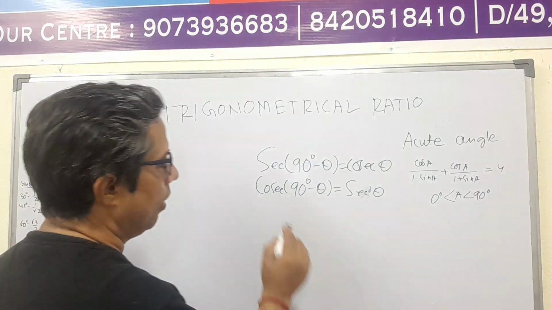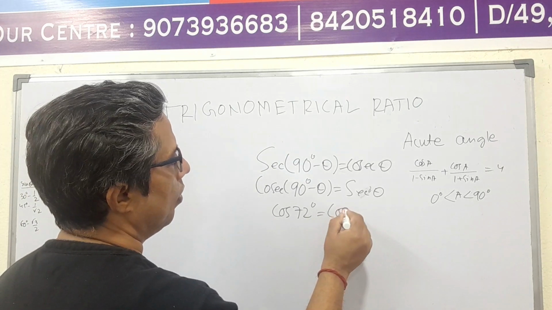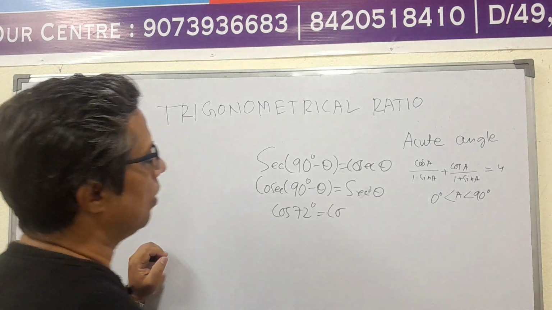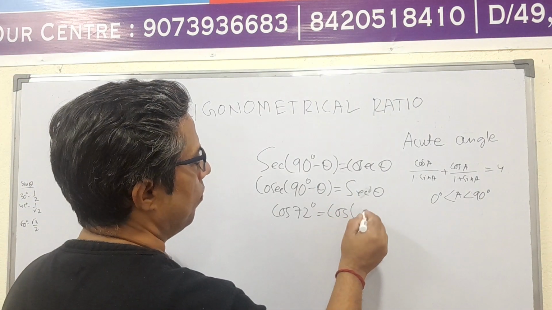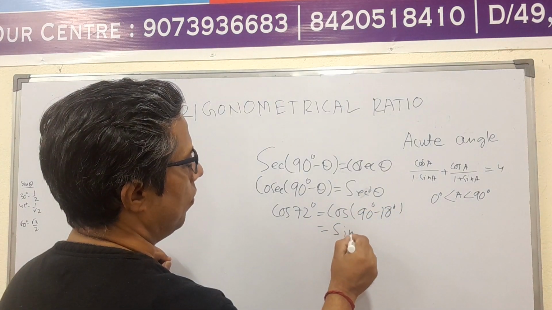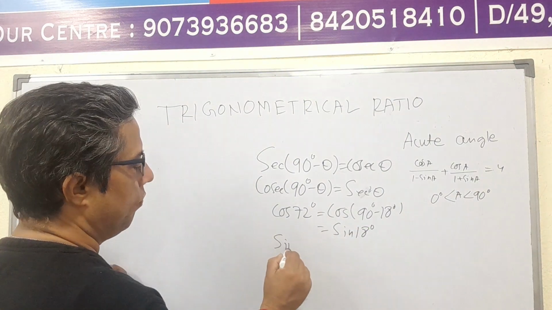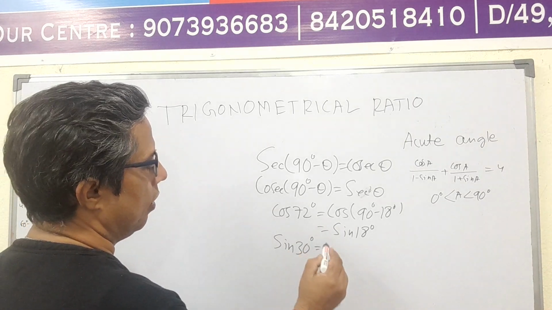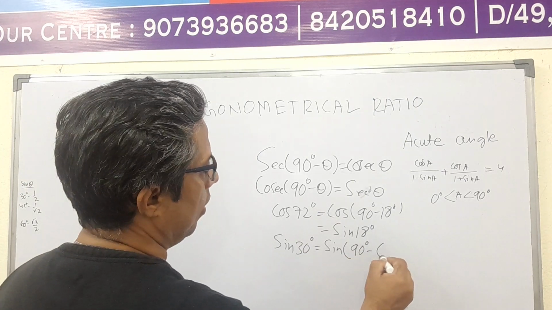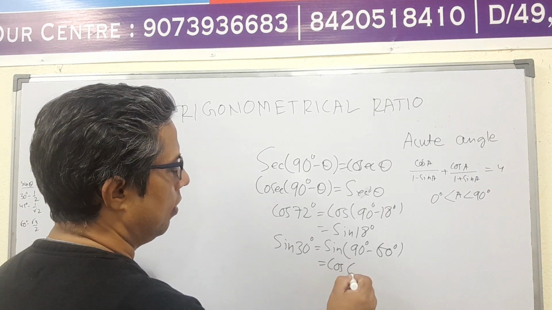Now, how are we going to apply that? Let's say cos of 72 degrees. I can write it as cos of 90 degrees minus 18 degrees, so it will be sine of 18 degrees. Similarly, sine of 30 degrees is equal to sine of, I can write, 90 degrees minus 60 degrees, so it will be cos 60 degrees.